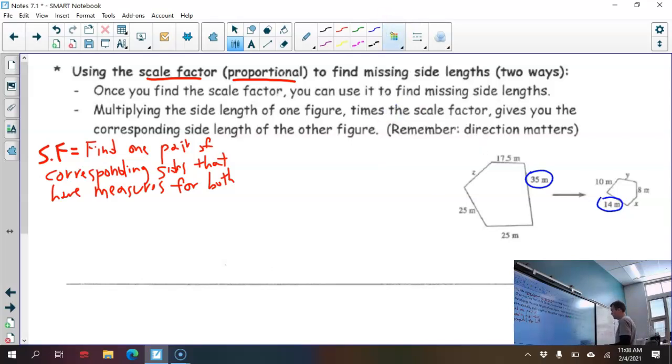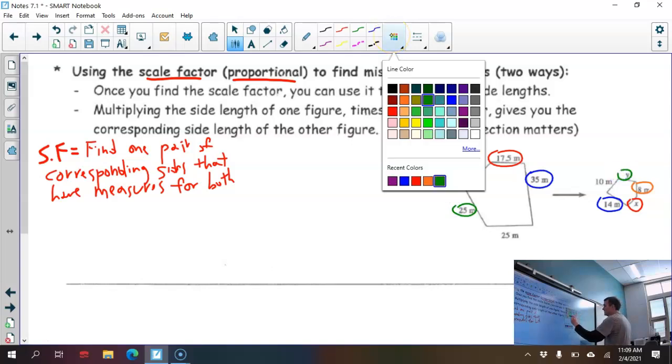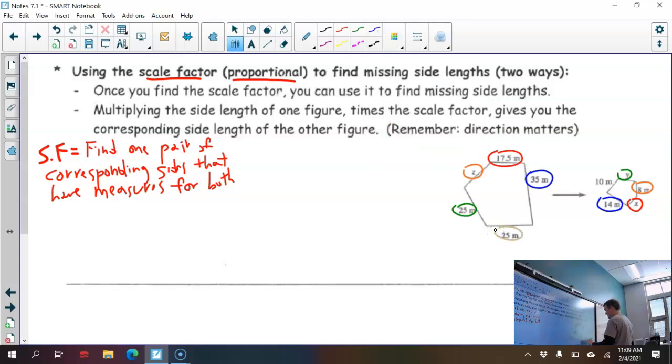And then another pair of corresponding sides would be the 17.5 and the X. Now I'm just color coding these. If you're just using a pencil, you might not want to circle them all. I don't know. Maybe just underline two of them or something. Another pair of corresponding sides would then be the Z and the 8. And another pair would be the 25 and the Y. And the last pair would be the 25. Really? 25 for both. Look at that. And the 10.